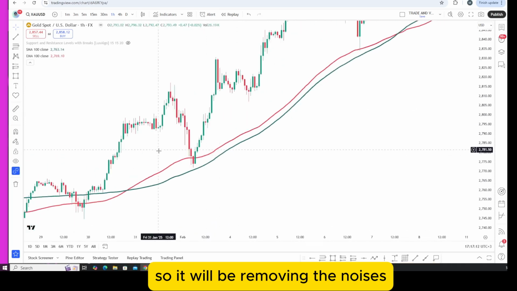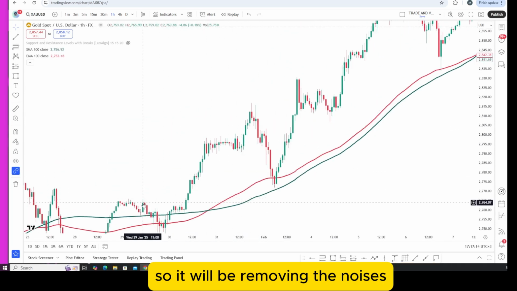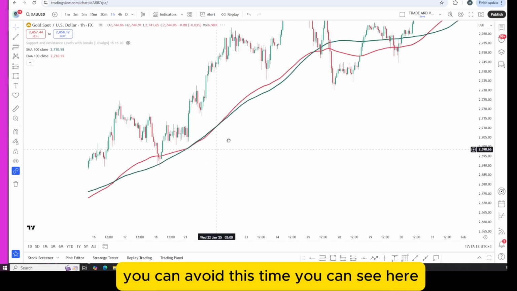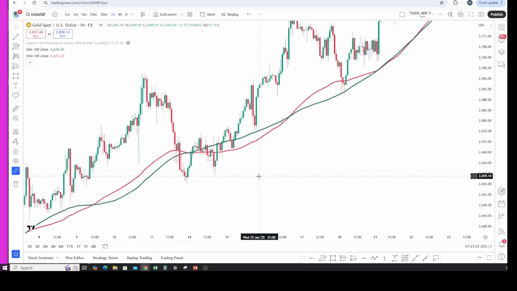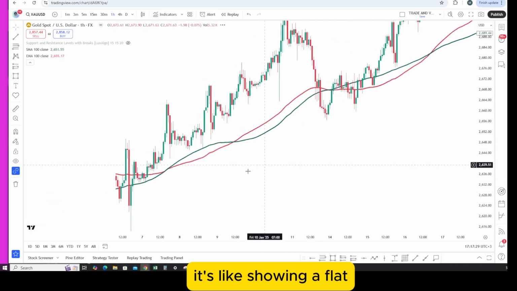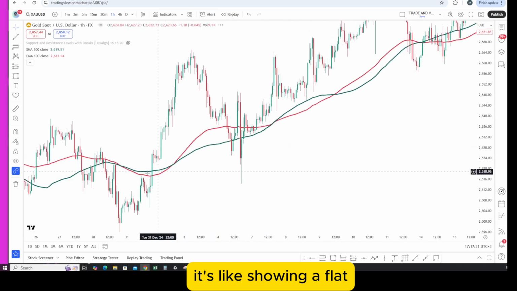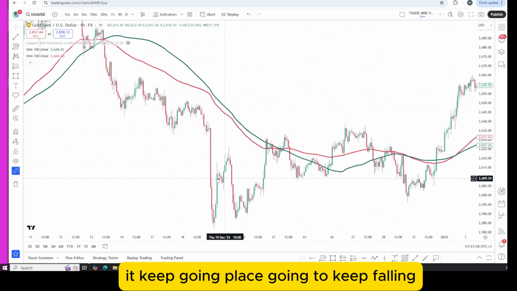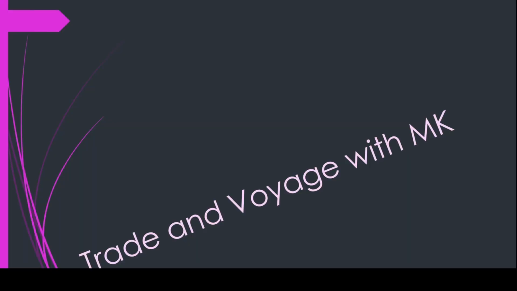It will also remove the noise, so you can avoid sideways trends at this time. You can see here how this was a trend rise, because this was not falling or rising, it's showing flat. Once it was falling, price keeps going and keeps falling.